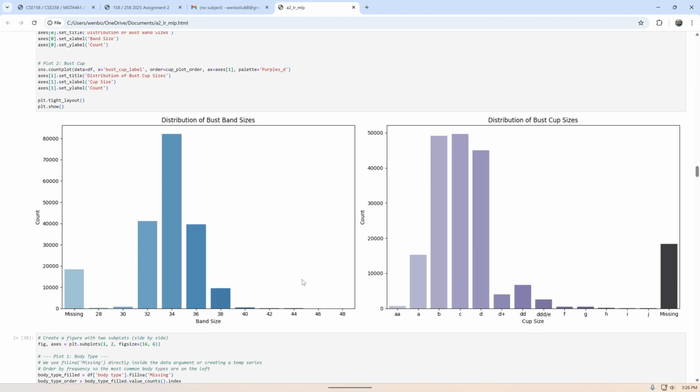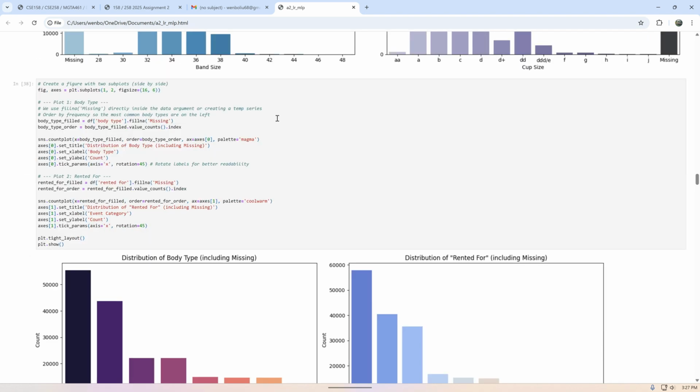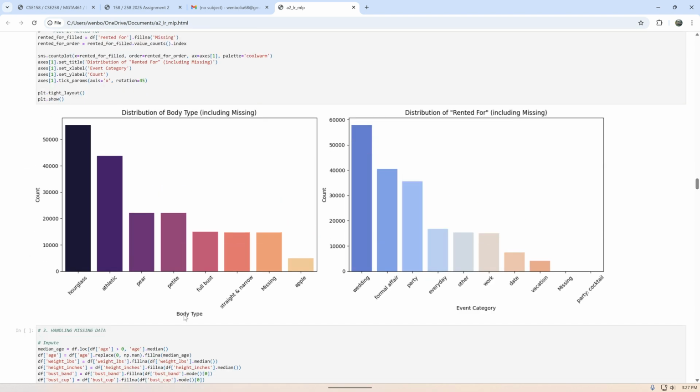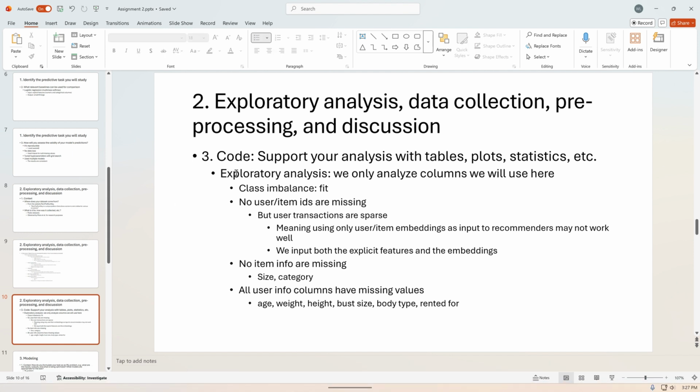Band size and cup size. As I said, I separated the bust size into band size and cup size. You can see here there's some missing band sizes and missing cup sizes. These two should be the same in terms of quantity because they come from the same column. And then body type, some missing values. Event category, so why did you rent this? There's a little bit of missing, I think 10 or something. So that's all the plots I have for EDA.